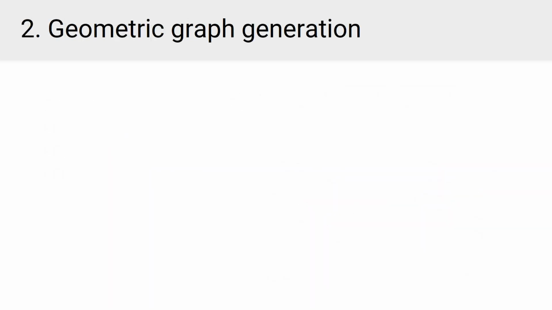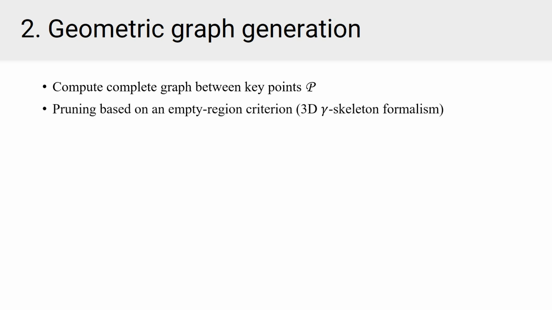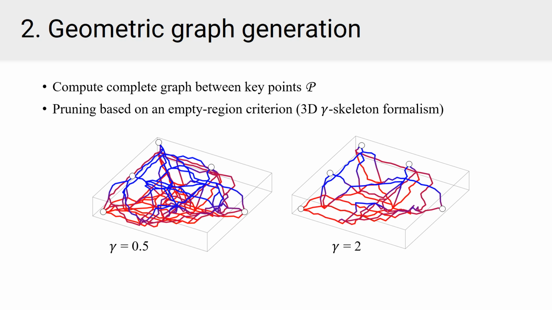To construct the karstic skeleton S, we first compute the complete graph between all key points. We then prune this graph based on an empty region criterion. We use a gamma skeleton formalism using a non-Euclidean metric. The gamma parameter gives control over the density of the karstic skeleton.